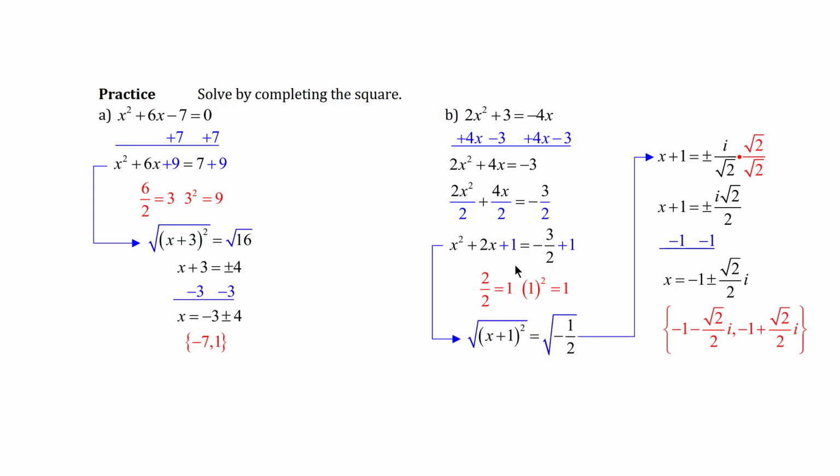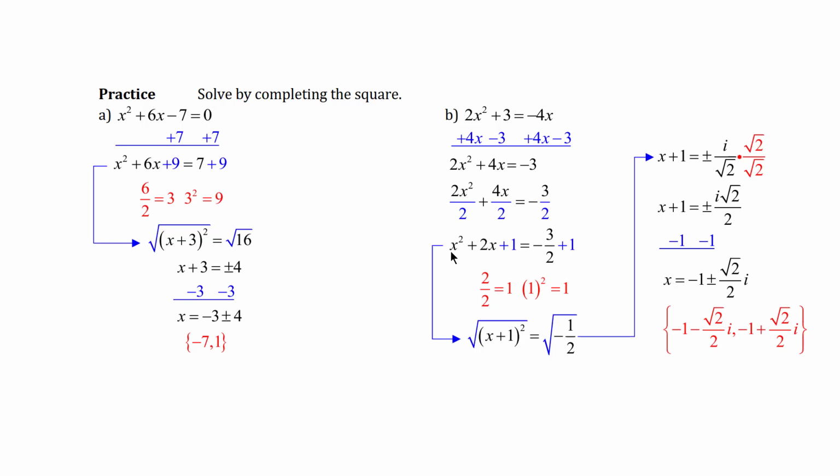Next we complete the square. We take half of 2, square it, and then add it to both sides of the equation. Half of 2 is 1, 1 squared is 1. From here, we add 1 to both sides of the equation. So we get x squared plus 2x plus 1 equals negative 3 over 2 plus 1.